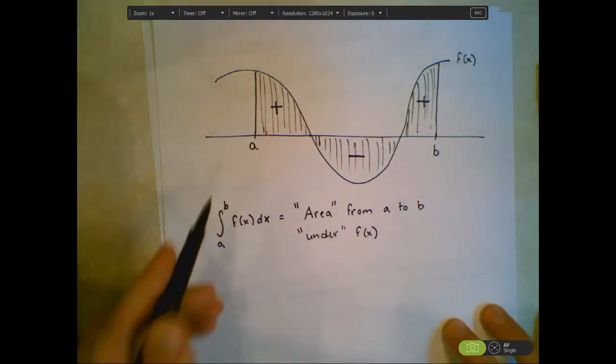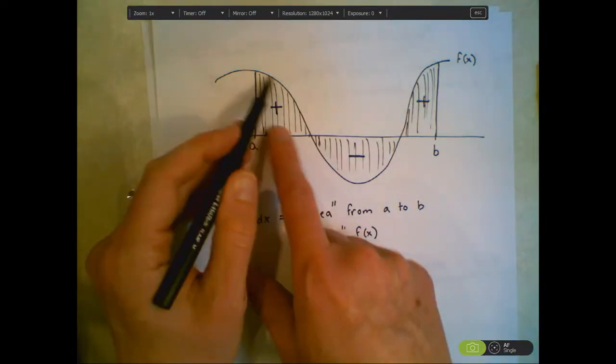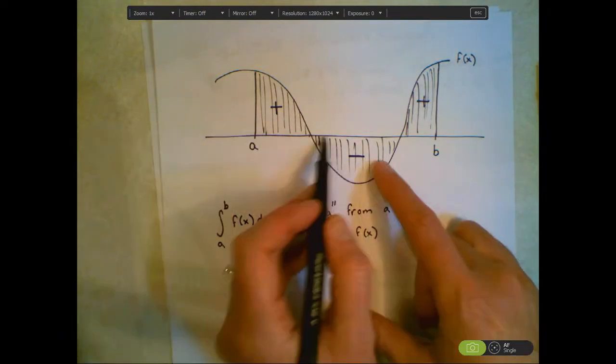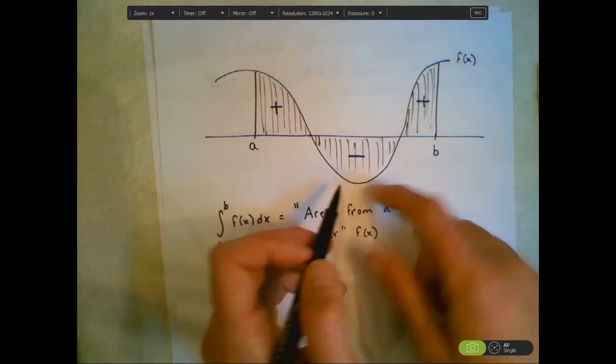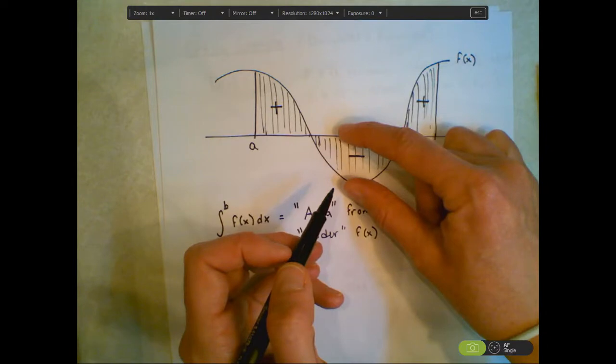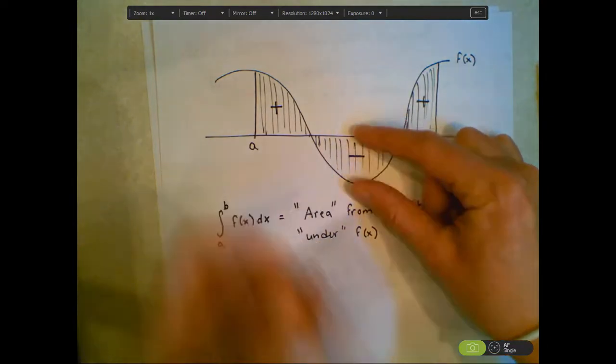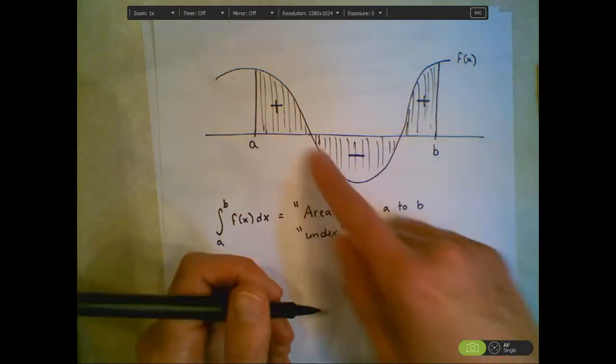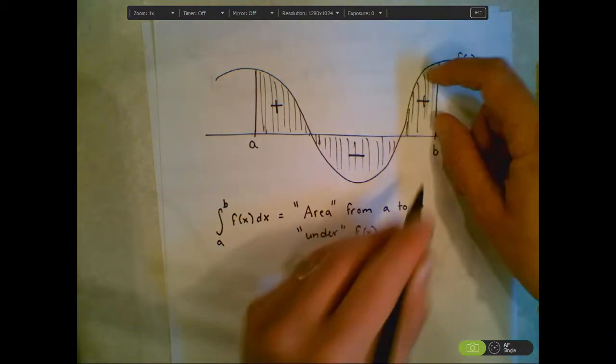But we have to be careful, because we'll take this area, which is a positive area, and this area, we're going to count it as a negative area because these are negative heights. Again, that's an abusive notation because there's no such thing as a negative height, but there is such a thing as a negative function value. And then this value would give us a positive value.